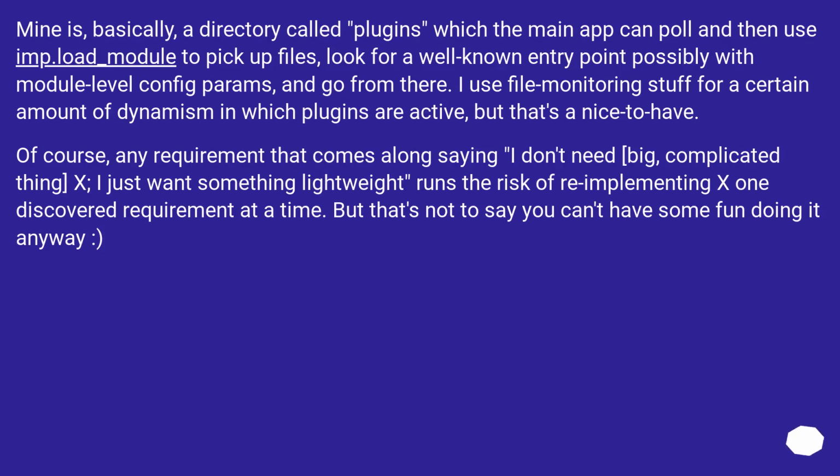Mine is, basically, a directory called plugins which the main app can poll and then use imp.load_module to pick up files, look for a well-known entry point possibly with module level config params, and go from there. I use file monitoring stuff for a certain amount of dynamism and which plugins are active, but that's a nice to have.